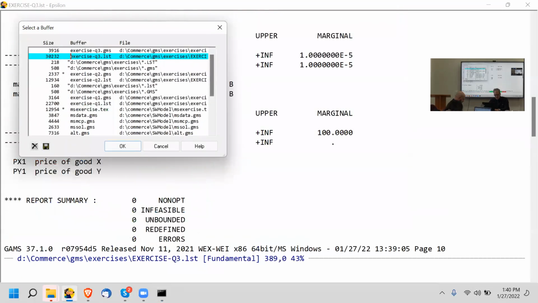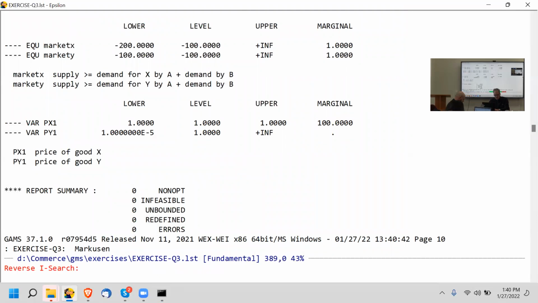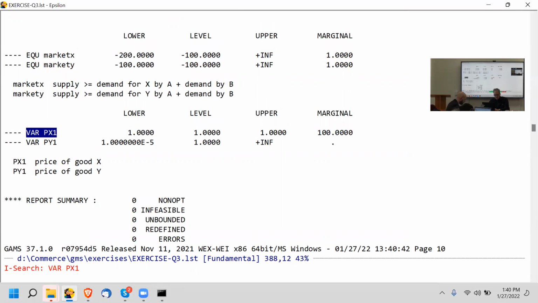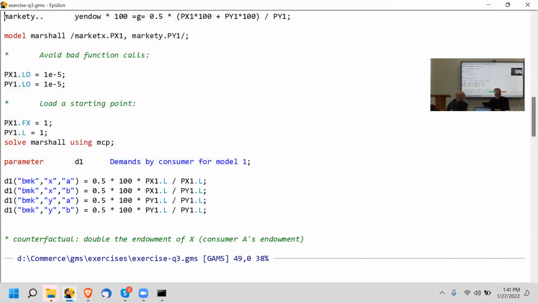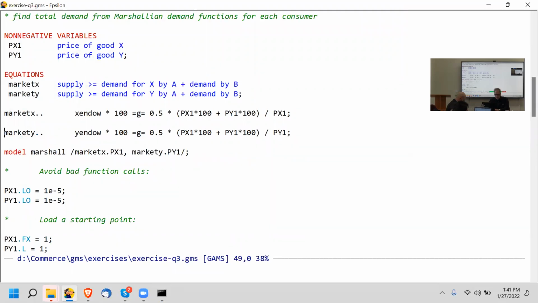If I look at the prices, bar px1, FX is fixed. How do you fix the price? You fix the value of the price. Yeah, dot FX. That is a suffix, dot FX. And LO is the lower bound. Yeah, and UP was the upper bound.